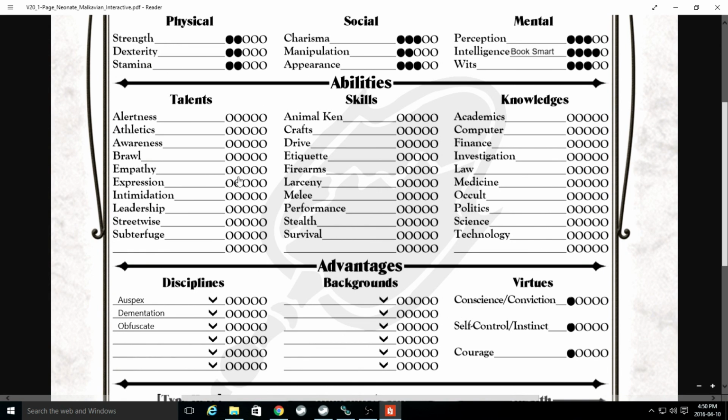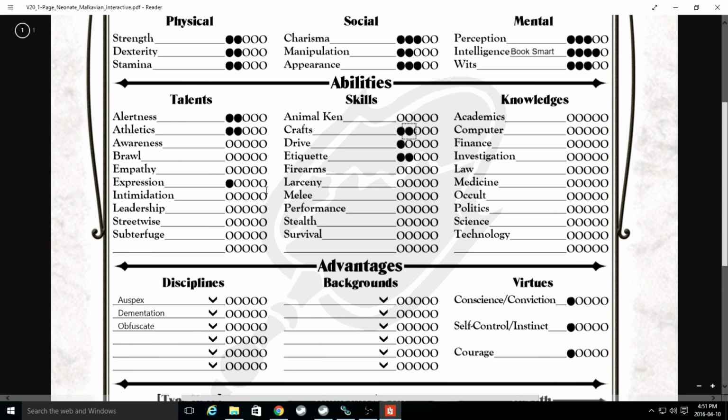Alrighty, so we're going to come over here and have a look at what we're going to do. Alertness 2, athletics 2. Not going to give him an awareness, no. I'll give him an expression of 1. So far, that's fine. Crafts. We'll give him an etiquette of 2. Give him a drive of 1 and a crafts of 2. Okay, that's 5 and 5.